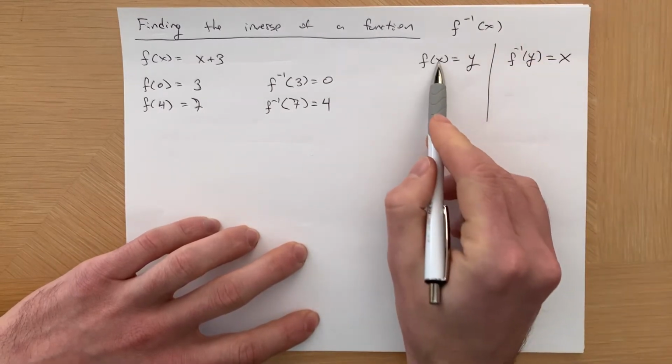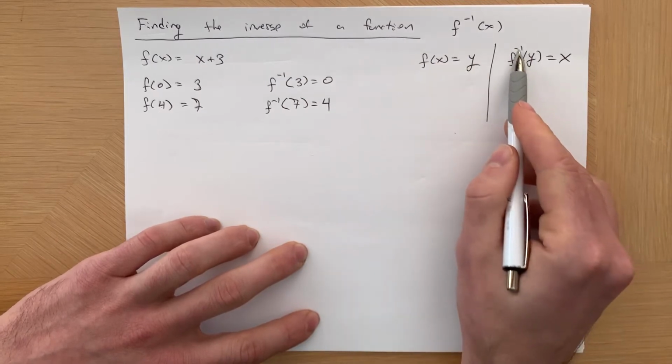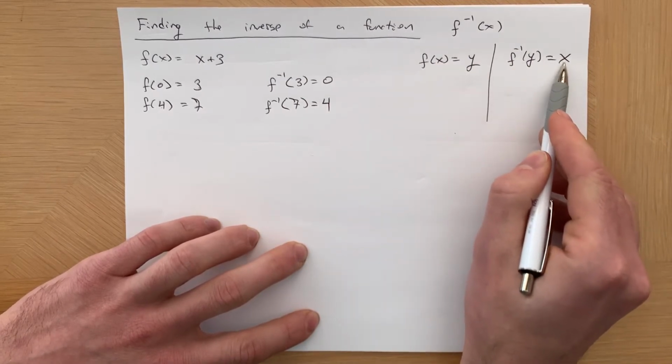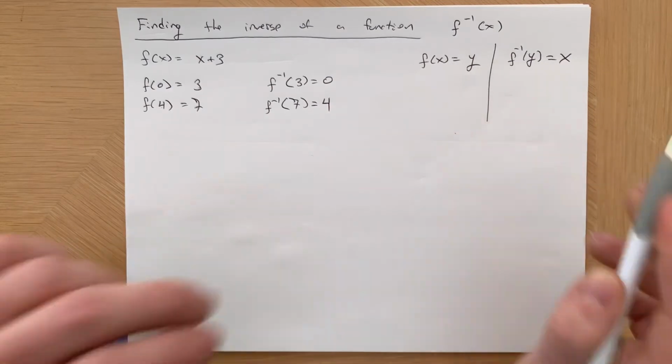So whatever number you plug in to get this number y, the f inverse tells you, well, if you get this number, this is the number that you need to plug in. So this is sort of the relation between the two.